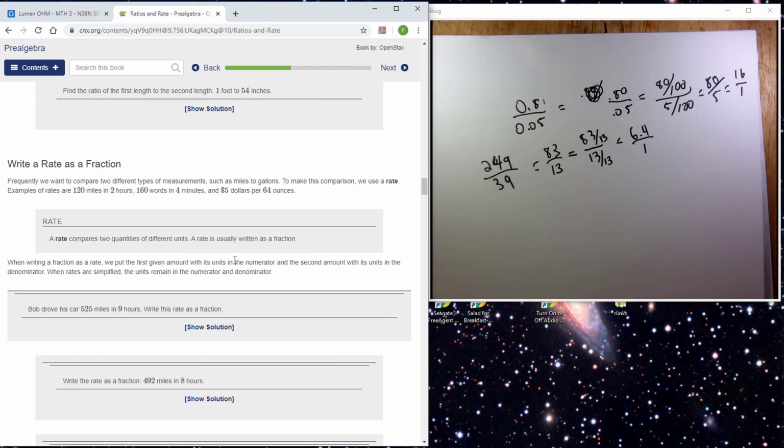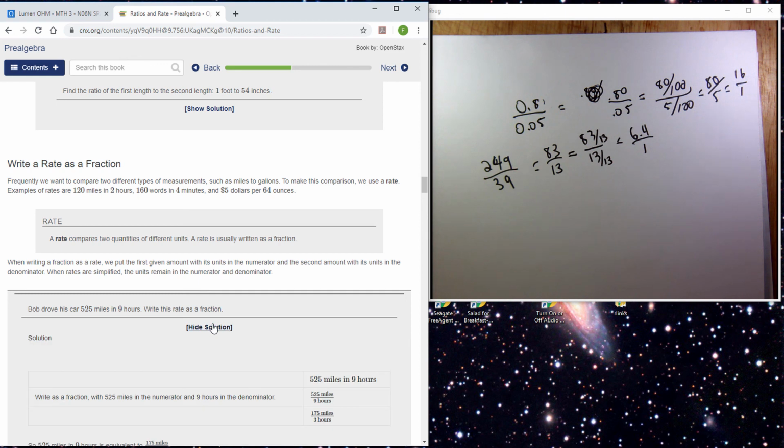Now they look at a rate. As I said before, a ratio is a comparison between two like quantities. A rate is simply a comparison between two unlike quantities, like miles per hour, pounds per dollar. So in this one here, they have 525 miles in 9 hours.